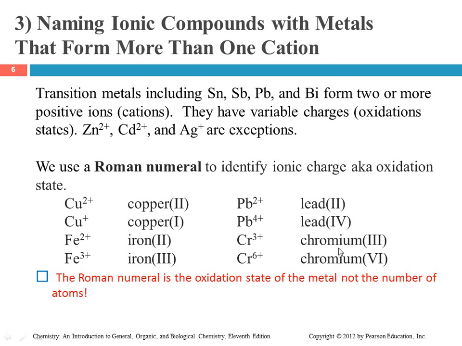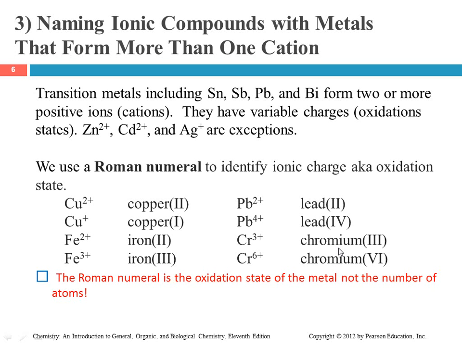Okay, now to our third classification. We've looked at nonmetals and group 1, 2, and 3 metals. Now we have to learn how to name transition metals, and these also include tin, antimony, lead, and bismuth. So everybody find those on your periodic table. Okay, they're all grouped together. Tin, antimony, lead, and bismuth.